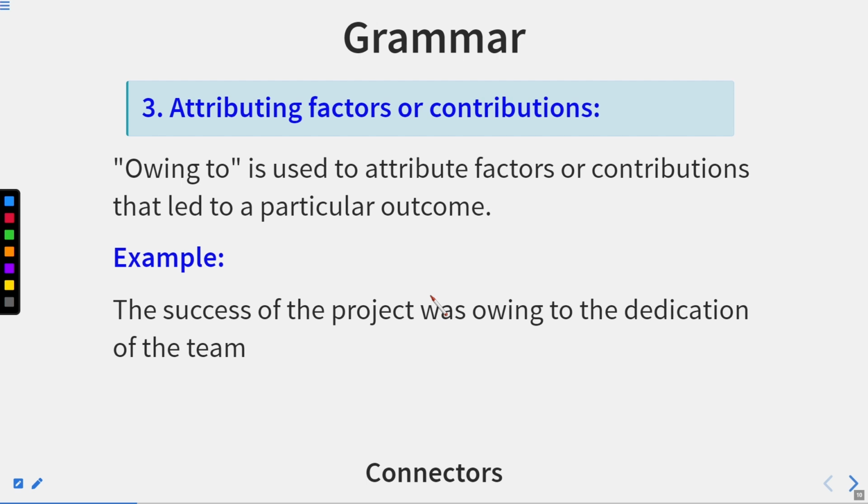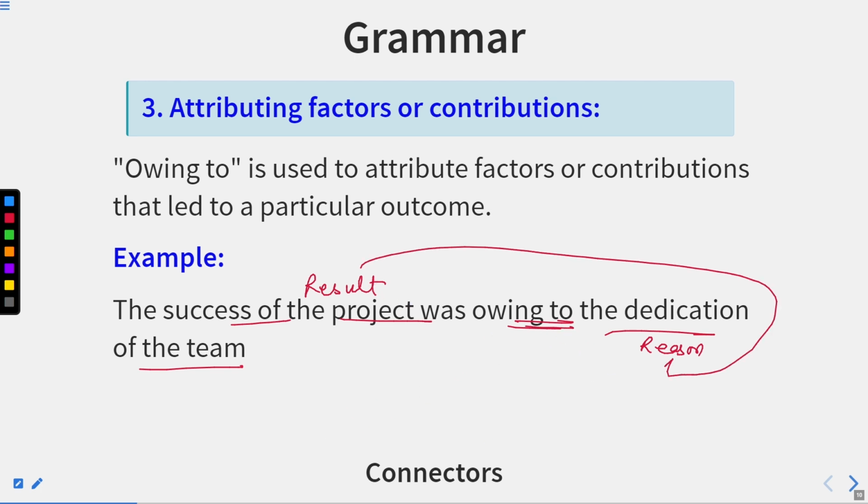Attributing factors or contributions. Owing to is used to attribute factors or contributions that led to a particular outcome. The success of the project was owing to the dedication of our team. So this is the success of the project, the result that the project became successful, and the reason behind it is the dedication of the team. This is how we can use owing to, just to link the result with the reason.